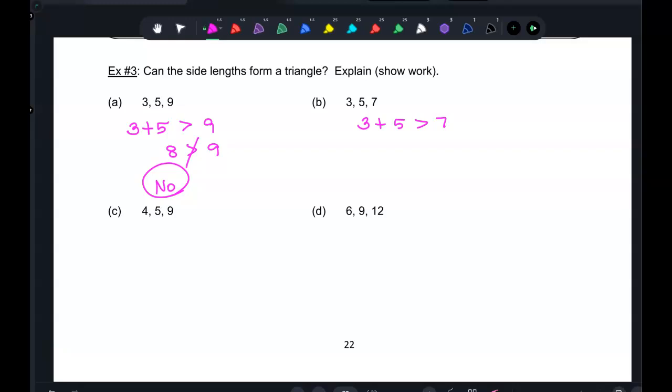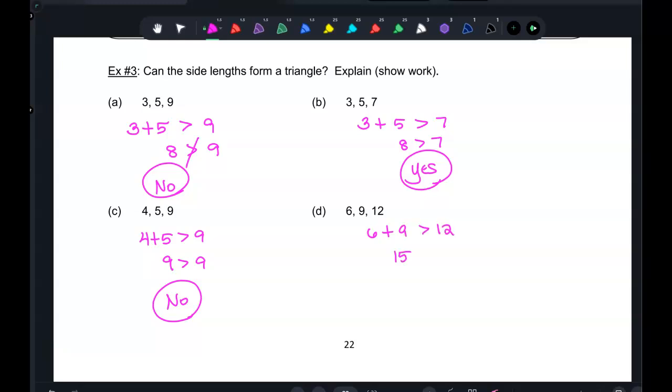3 plus 5 is 8. Is 8 greater than 7? Yes. Done. Is 4 plus 5 greater than 9? Equal to 9. Is a number greater than itself? No, it's equal to itself. So if they are equal, your answer is still going to be no. It's got to be strictly greater than. And we have 6 plus 9. 15. Good. 15 is greater than 12. Yes.